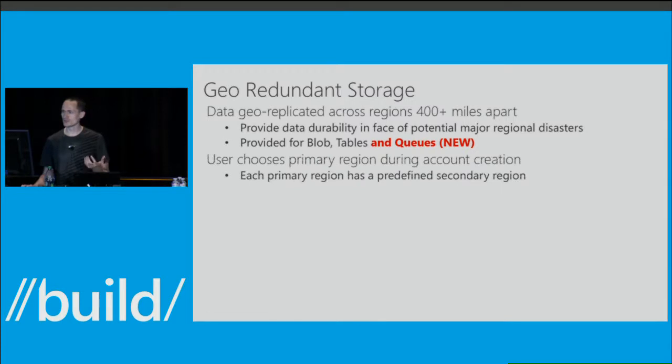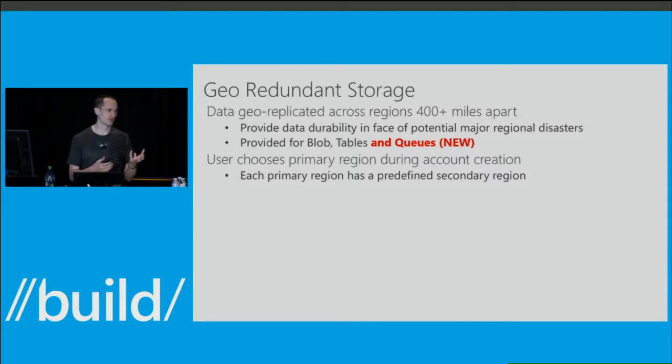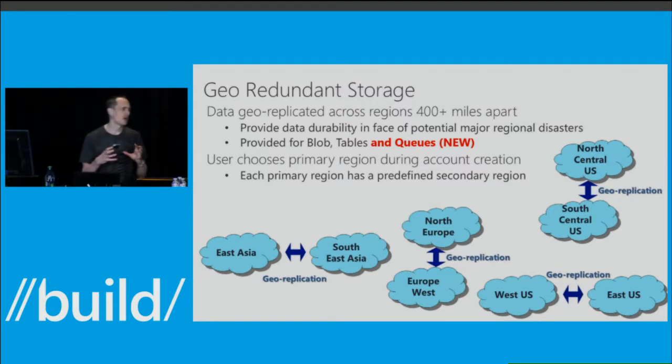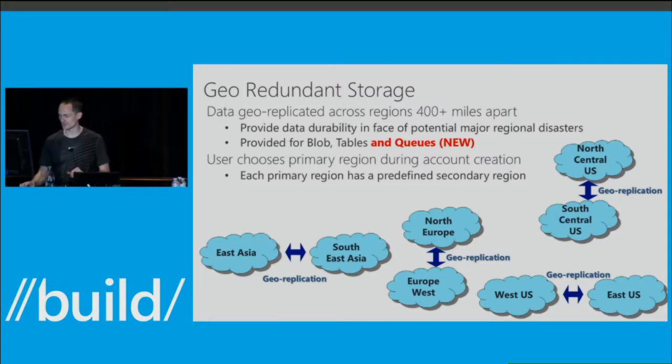Now, when you use geo-redundant storage, you choose the primary region in which to host your storage account, and every primary region has a paired secondary region in which your data is geo-replicated to. It's shown here. So we've actually paired up all of our regions. So we paired up US West and East, US North and South, the 2 in Europe, and the 2 in Asia. So what that means is, for example, if you create your storage account in US West, then that means US East is your secondary location. Same thing, if you created your storage account in US East, then US West is your secondary location. So we've paired up each of these regions.